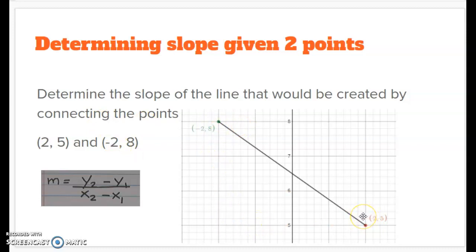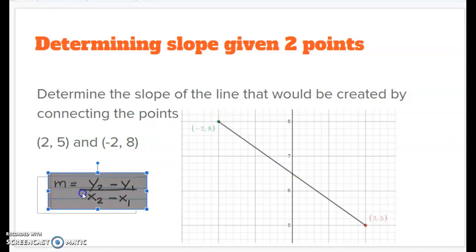But what if I didn't have the graph? That's what we're going to look at today. What happens if I don't have a graph? What if I am just given this and I want to find slope? To do that, we're going to use something called the slope formula, which is this right here.